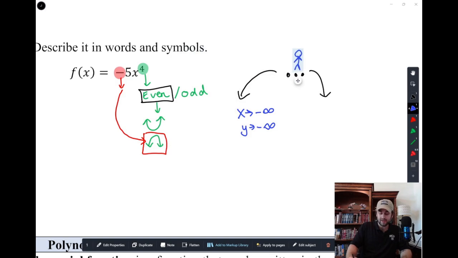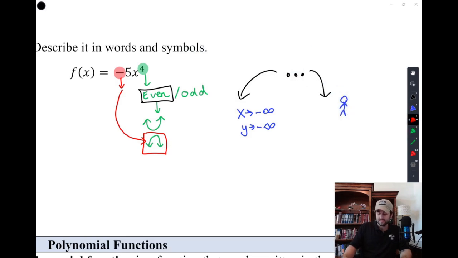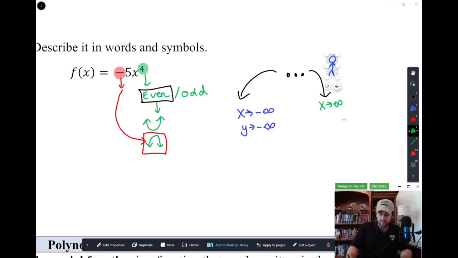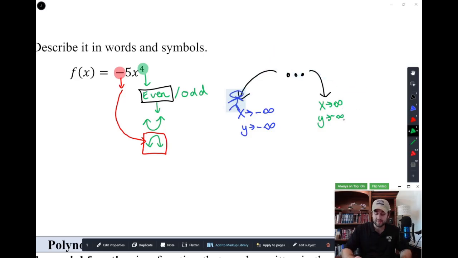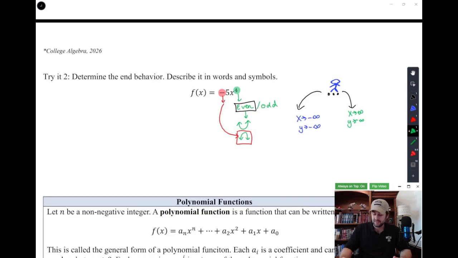But if you take that same guy and you start walking this way, so we'll say as x approaches positive infinity, which would be that same guy walking this way, he also goes down and falls off the graph. Y approaches negative infinity. So no matter which way the guy goes, towards negative infinity or towards positive infinity, he approaches negative infinity on the y-axis.